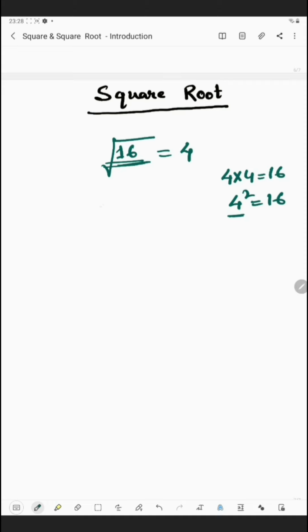Let us take another example, say 25. We will have to find the square root of 25. This is the symbol of square root. We will have to find that 25 is the square of which number. 5 square means 25, we know that. So the square root of 25 will be 5. In this way we can find the square root of any number. But here we know that 4 square is 16 or 5 square is 25. If we have some bigger number, then how will you find the square root of that number? There are 3 ways to find the square root of any number.